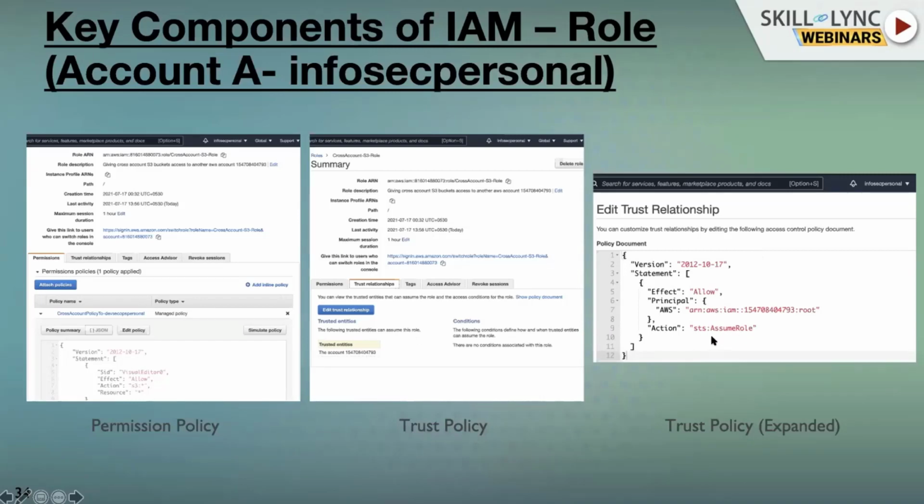If you see here, the action is STS assume role. So STS is nothing but a service, secure token service, that we saw. So this particular action is allowed from this account. So what this means is the account B, which is trusted, can request account A and then generate temporary credentials by using STS assume role. So STS assume role will help you to generate credentials or the tokens that is required for accessing the resources. So here I'm trusting the account B to do an assume role call.